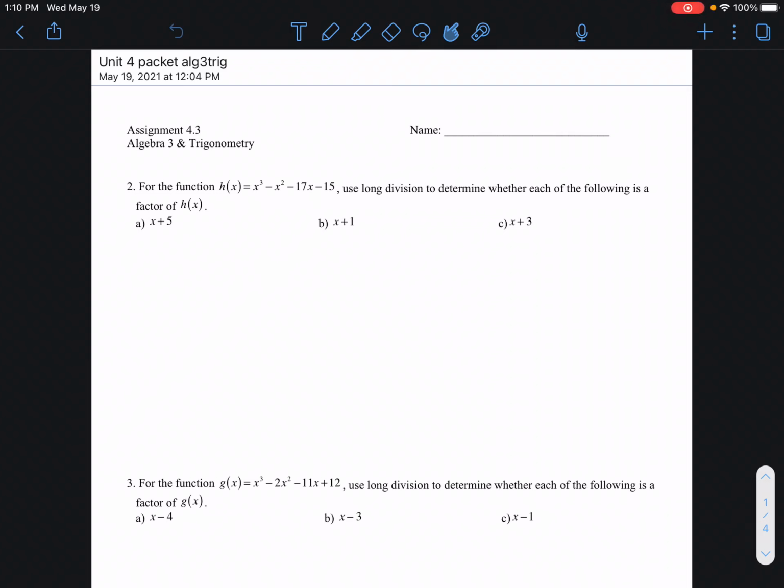Okay, guys, welcome back. Today is Unit 4. Even though Unit 4 is, we call it a packet, it's really just one section that we're going to bang out in one day. It's polynomial division. So we're going to learn how to divide polynomials today.